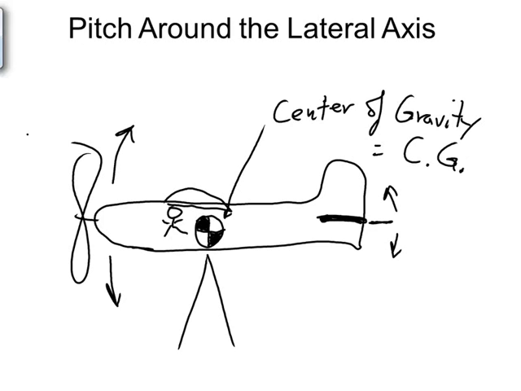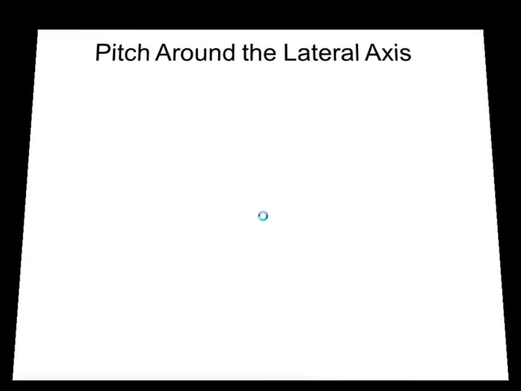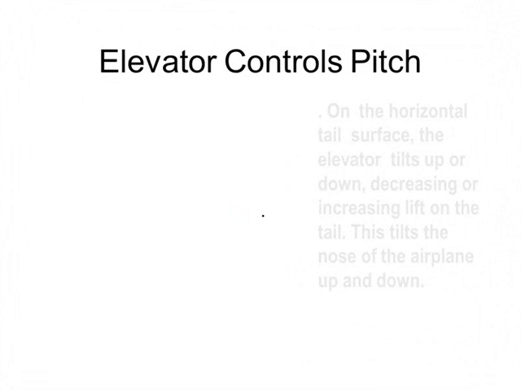So if the nose of the airplane goes up, that means the tail of the airplane is going to go down. And of course what that means is the elevator would have to look like this. So the air would hit it and it would push the tail down and the nose would go up. And where does it pivot? It pivots right there at the center of gravity. And this axis sticking out of the airplane is called the lateral axis. And, of course, I already said that the elevator is what controls it.